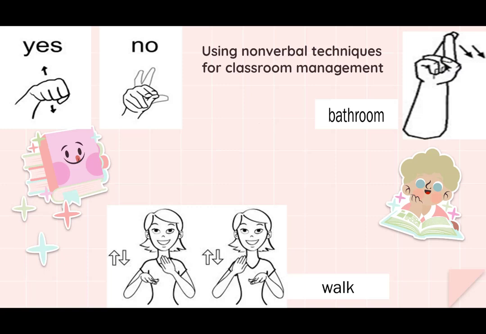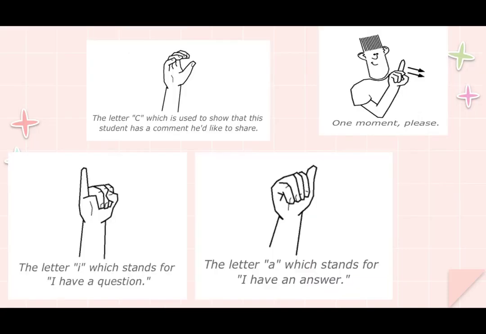If you want to know what is the answer for 2 plus 2, is it 4? Show me your nonverbal yes or no. They can show you the fist for yes or they can show you the fist for no. If a student wants to make a comment, they can give you the letter C in sign language. If they have a question, they can give you the letter I. If they have an answer, they can show you the letter A. If they need a moment or you need a moment, they can show you one finger up.